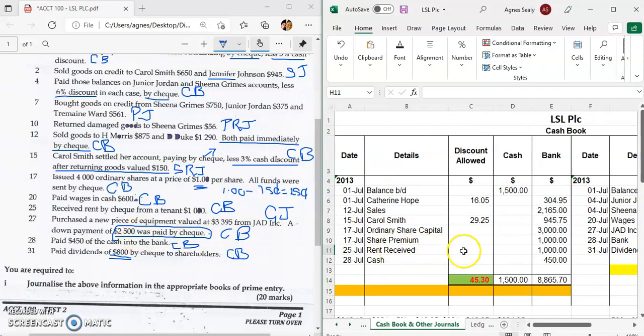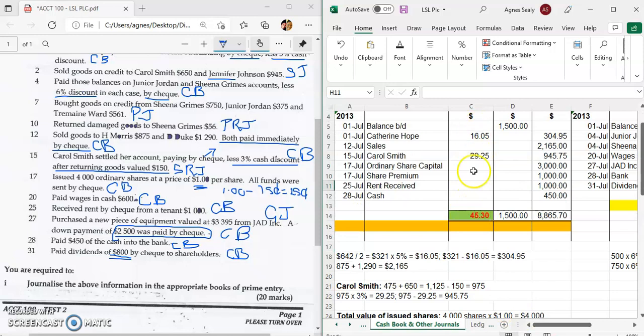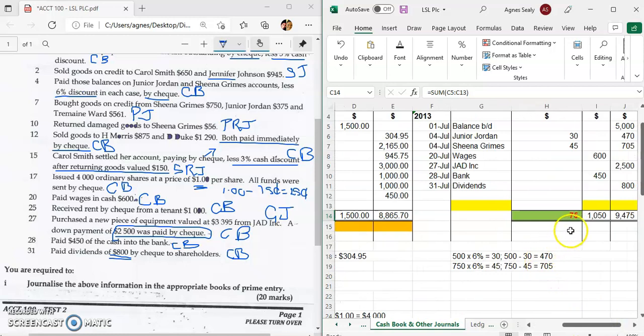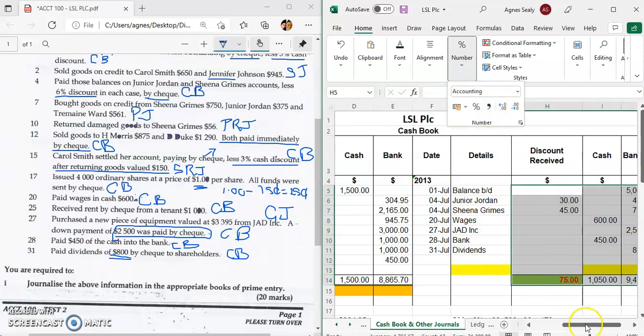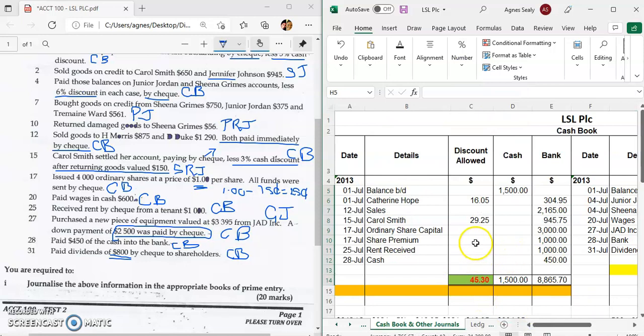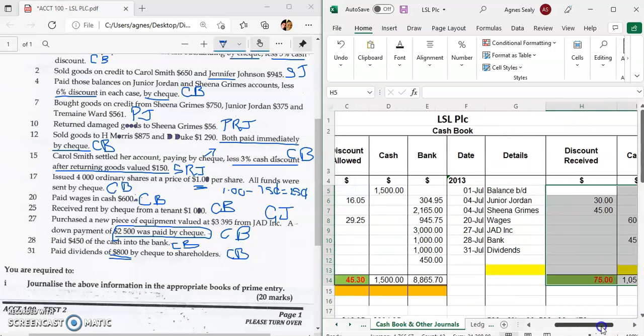So what we're going to do now, we are going to balance our cash and bank. We will total our discount column. So our discount column is total, and the total for our discount allowed is $45.30. And the total for our discounts received is $75. So remember, you total your discount columns, the total discount allowed, discount received, but you balance the cash and bank.